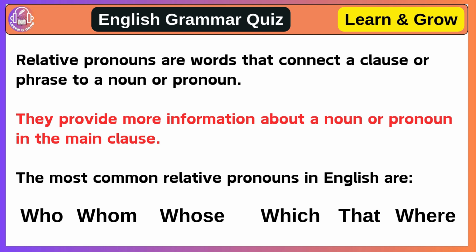Relative pronouns connect a clause or phrase to a noun or pronoun. They provide more information about a noun or pronoun in the main clause. The most common relative pronouns in English are who, whom, whose, which, that, where.